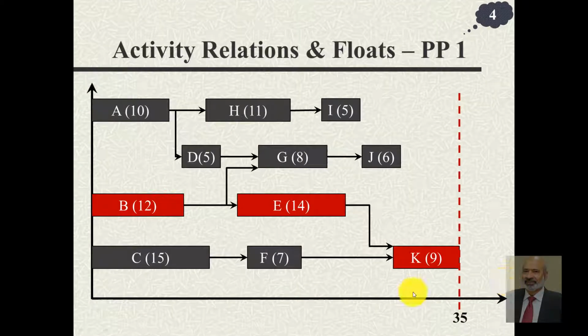Today, by putting all these activities of this network diagram on a timeline, we will learn what is meant by the total, free and independent floats. To begin with, we need to understand that the critical path comprises activities B, E and K because it is the sum of their durations that is the project completion time, which is 35 in this case. The activities on the critical path are shown in red color.